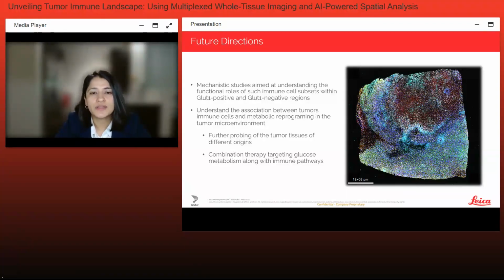And we looked at a few in this study, but this could be extended to even more tumors from different tissue types, and investigating combination therapies targeting both glucose metabolism along with immune pathways. And finally, I want to conclude by saying that the spatial approaches mentioned in this study may significantly help in the development of therapeutic combinations targeting such immunosuppressive pathways.